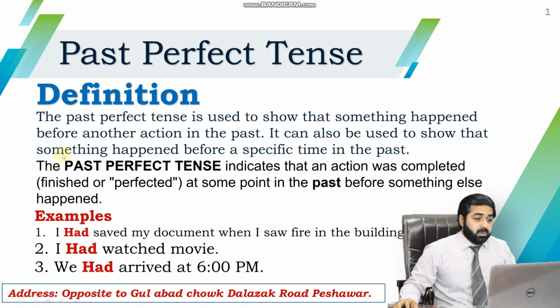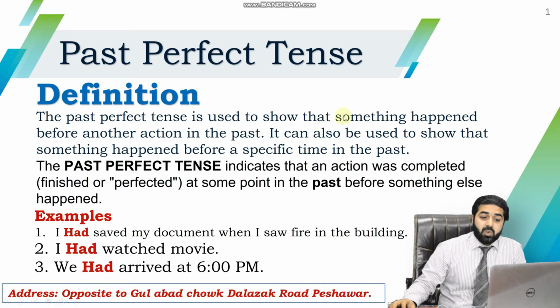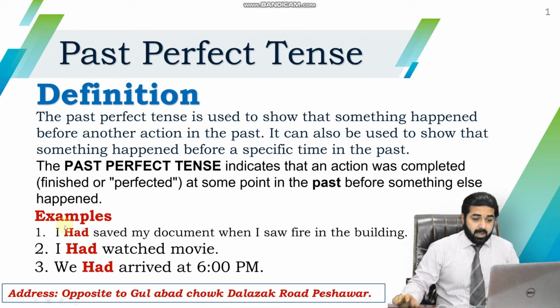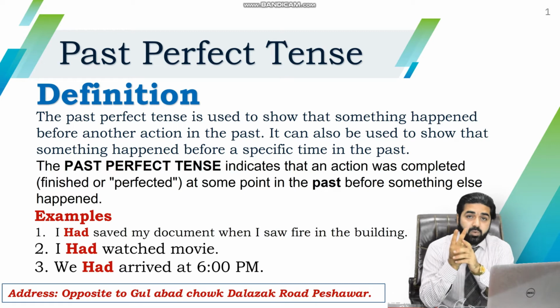तो सबसे पहले जो line है, the past perfect tense is used to show that something happened before another action in the past. Okay. Example आपको दूंगा, उसके बाद आपको समझ आ जाएगी कि what does it mean. I had saved my documents when I saw fire in the building. अच्छा, ये example है, यहाँ पर दो action हो रहे हैं. Two actions are happening in this example, right?